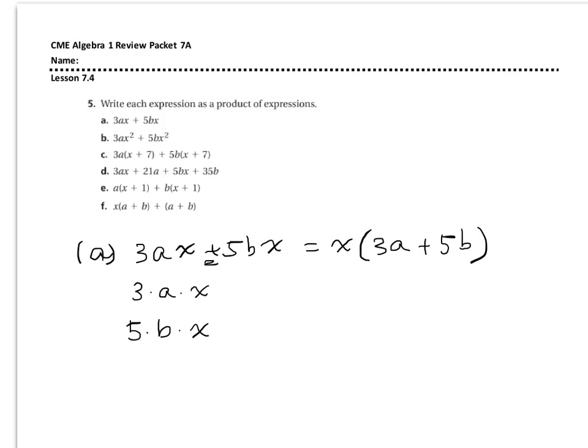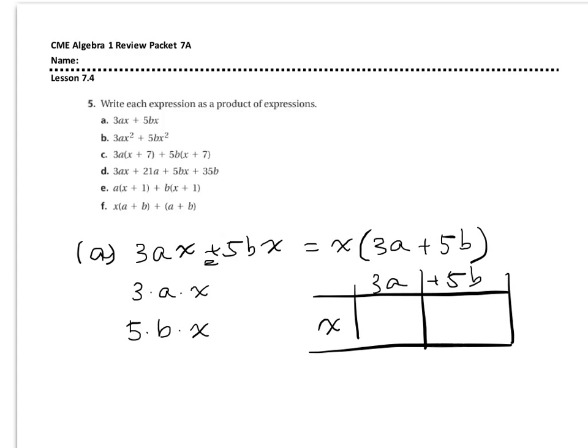That's how you do the distributive property inverse, in reverse. So if you do the distributive property right here, so you have x times 3a plus 5b, just to check, you get 3ax plus 5bx, which is exactly the same as this one. So that's how you do it, basically.